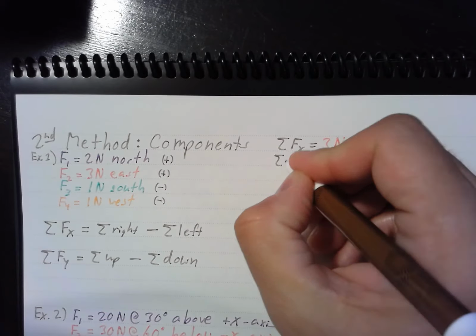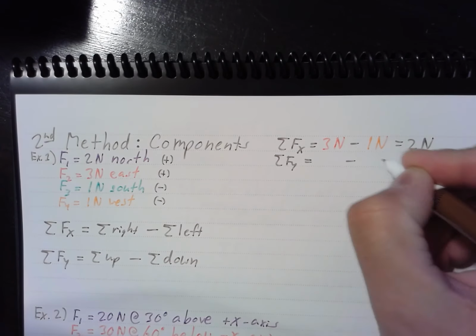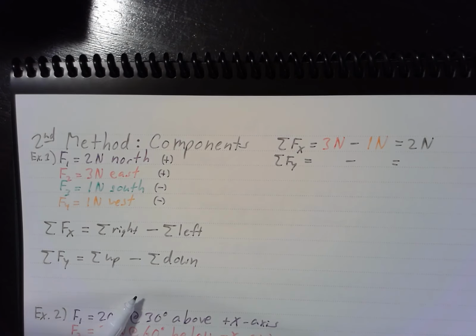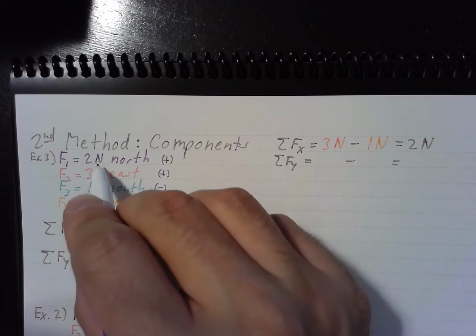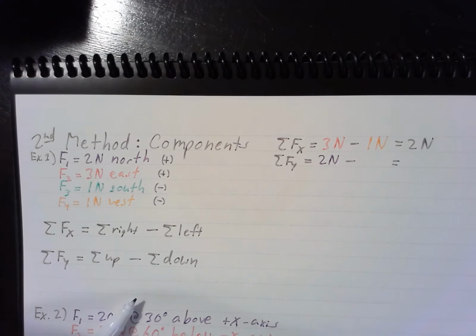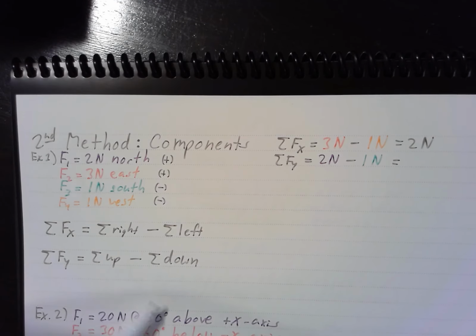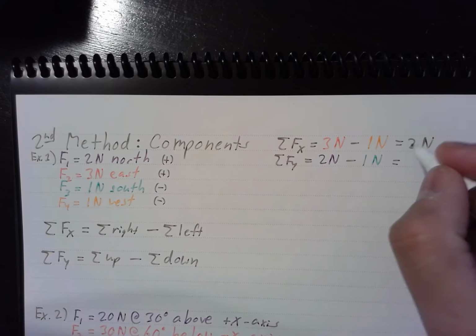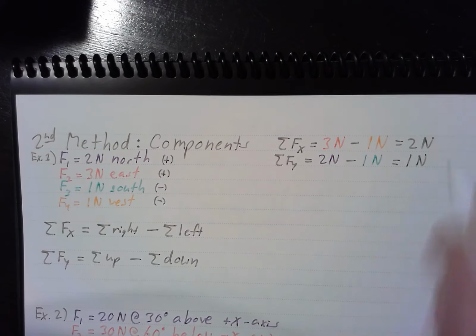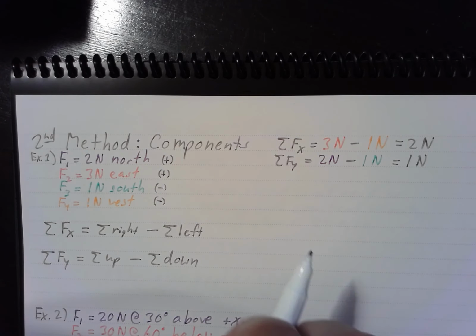In the y direction, I have the same deal. My positive force is the up force, that's 2 newtons. My negative force is the south force, that's 1 newton. And so the result of that is a positive 1 newton. And so far you haven't really seen components yet, but the forces are all on an axis, and so I don't need to do any trig because they're already horizontal and vertical.